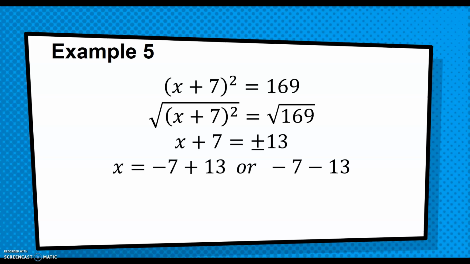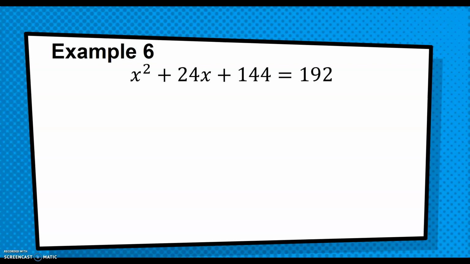So I'm going to subtract 7 from both sides, and I get x equals negative 7 plus 13 or negative 7 minus 13. Well, I know that negative 7 plus 13 is 6, and negative 7 minus 13 is negative 20. So x equals 6 or negative 20. So this quadratic crosses the x-axis at 6 and at negative 20.